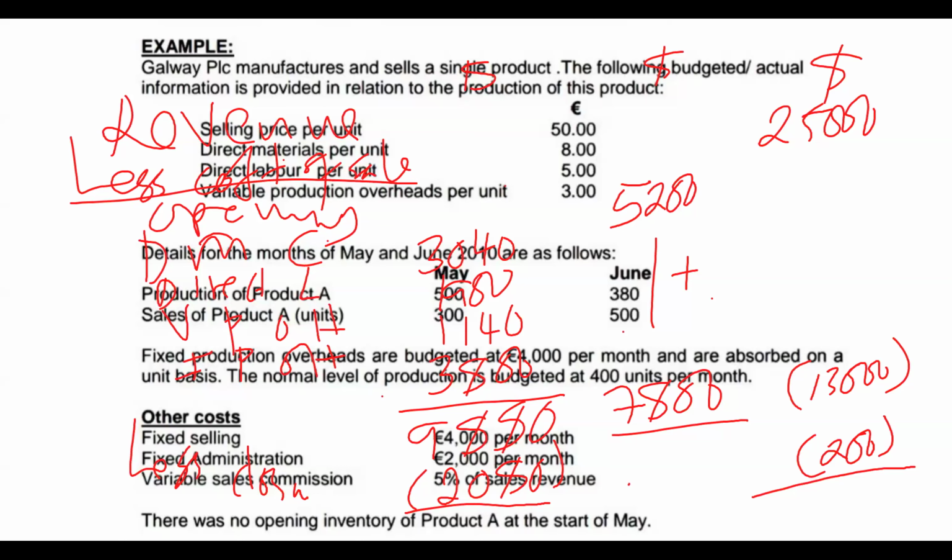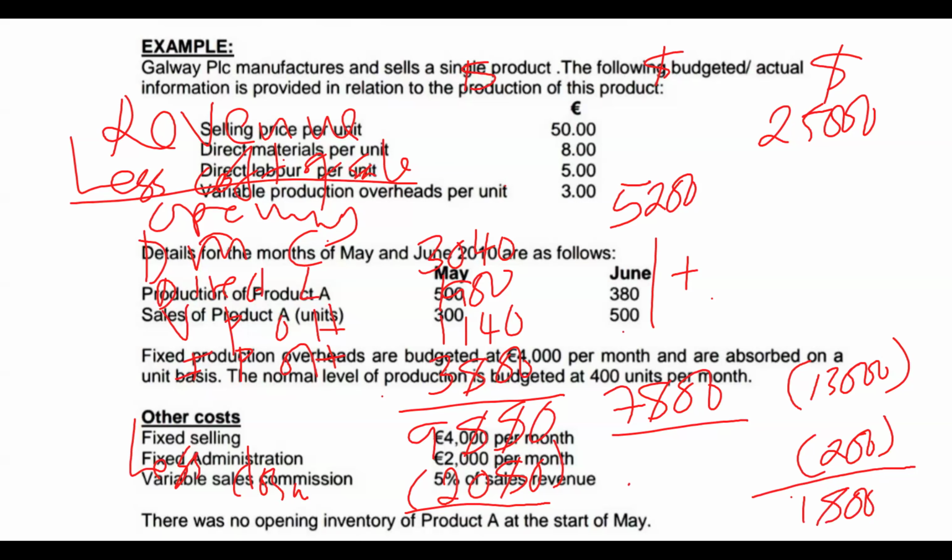25,000 minus 13,200. What is the difference? $11,800. 11,800. Isn't it?